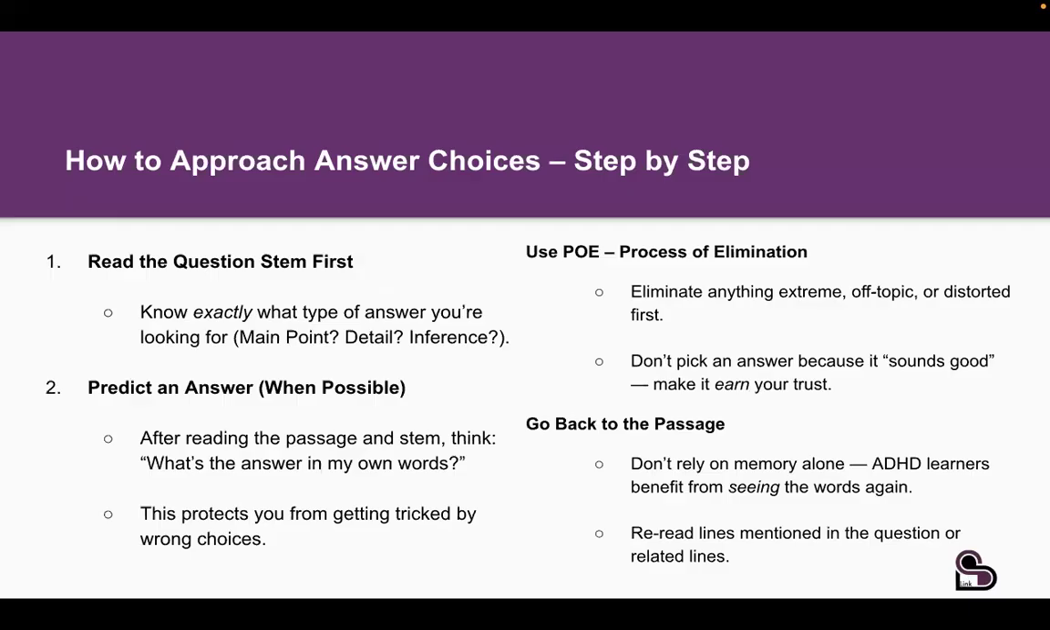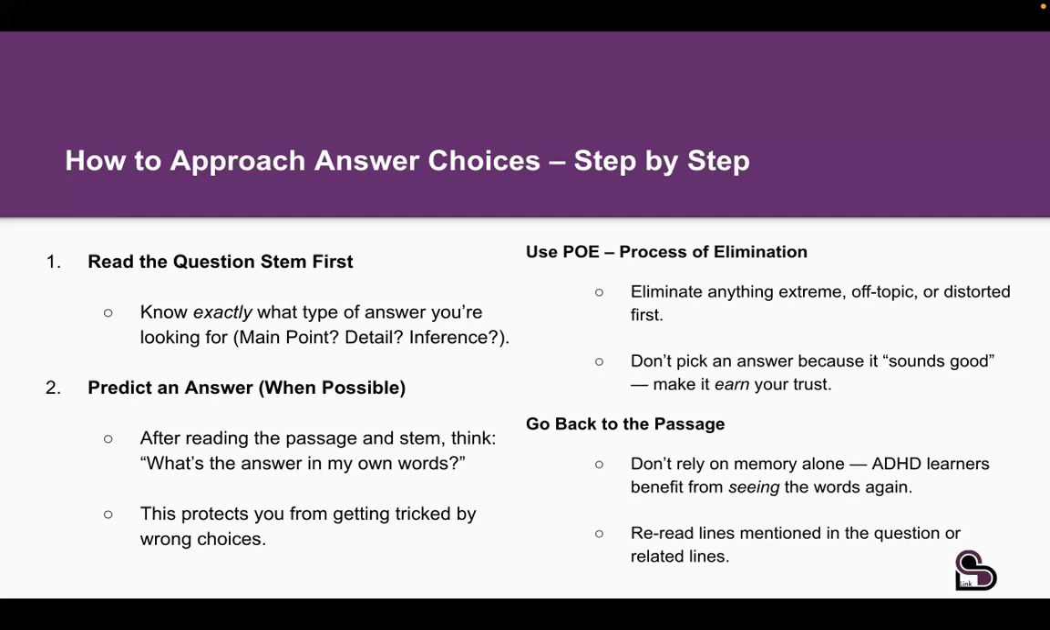Predict the answer. So before looking at the answer choices, predict what you think the right answer should be. After reading the passage and the stem, think, what's the answer in my own words? This protects you from getting tricked by wrong choices. Use process of elimination. Eliminate anything extreme or off topic or distorted. Don't pick an answer because it sounds good. Make it earn your trust.